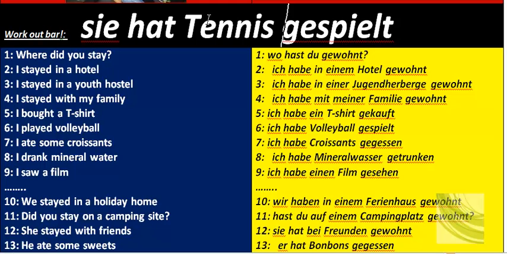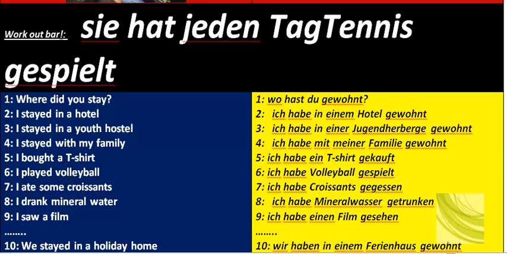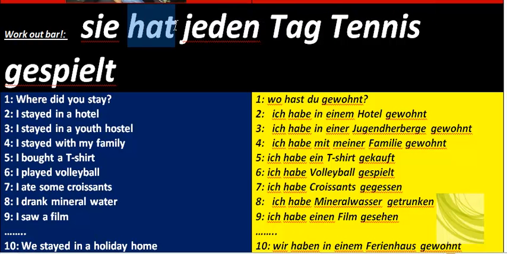Now we could have the time phrase either here, okay, so let's just try that with that first of all. So we've got jeden Tag, like so, sie hat jeden Tag Tennis gespielt. Or we could start the sentence with jeden Tag. If we do that, we have to have the verb, the auxiliary verb, coming straight after the time phrase, and then the person. So jeden Tag hat sie Tennis gespielt. That's another way of doing it. Okay. Alright.